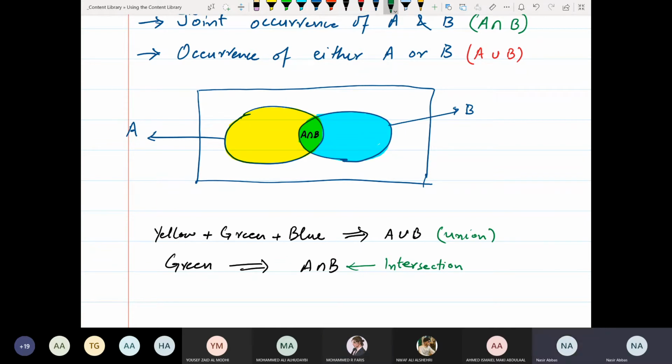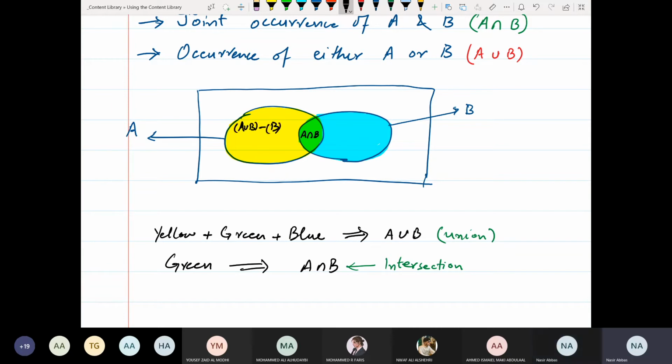Now, anyone who can tell me what is this yellow area, excluding the green one, only this yellow area? Can anyone tell me what is this yellow area? No, excluding the green part. This yellow plus green as a whole is A. A union B minus B. Yes, it can be written as A union B minus B. This is one way.